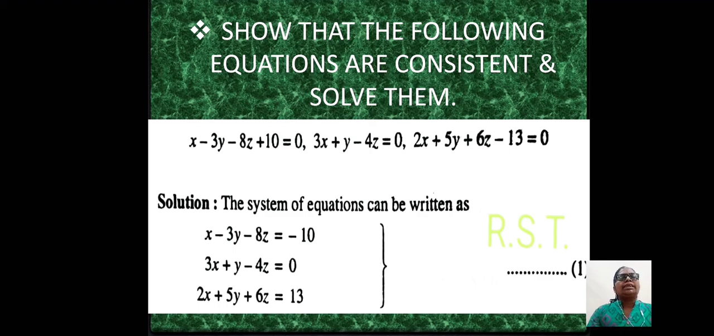To solve these examples, first we take constants on the right hand side so that the given equations can be written in the form x minus 3y minus 8z equal to minus 10, 3x plus y minus 4z equal to 0, and 2x plus 5y plus 6z equal to 13. These equations are non-homogeneous linear equations since the RHS is not equal to 0. We denote this system of equations by equation 1.